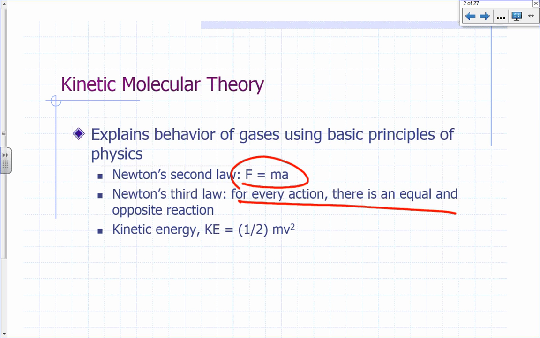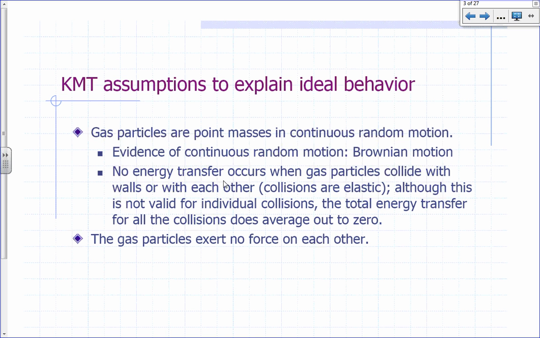We're also going to apply the idea of kinetic energy being equal to 1/2 times the mass times the square of the speed. So we're going to apply these to atoms and molecules, and we can see that we can use this to explain the ideal gas law. So, what are the assumptions that we make to explain ideal gas behavior?